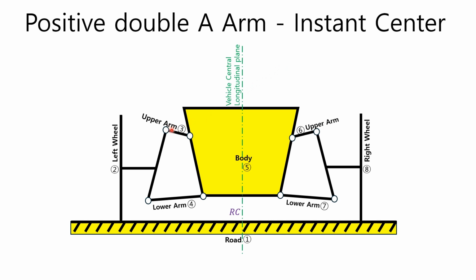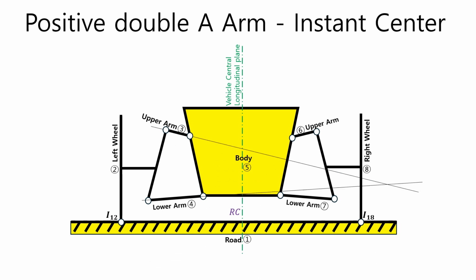Since we have thoroughly looked at how to find the roll center using Kennedy's theorem and Kennedy's circle, let's learn how to find it quickly. First, we represent the instant centers I12 and I18 of the left and right wheels with respect to the road surface at the center positions of the tire contact surfaces on both sides, respectively.